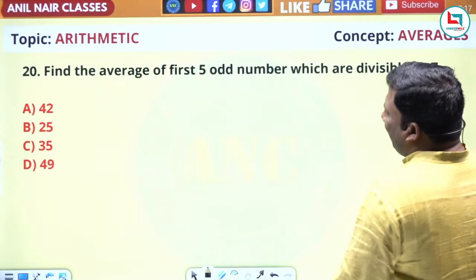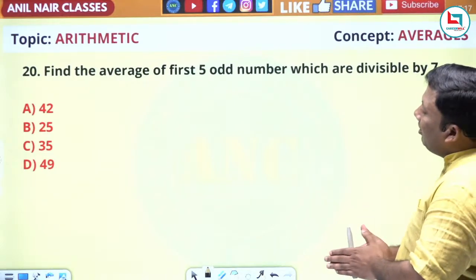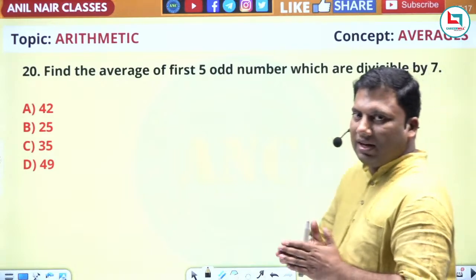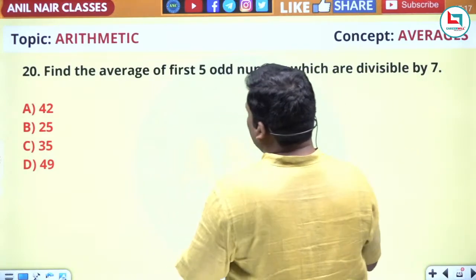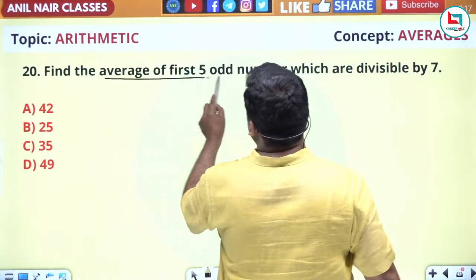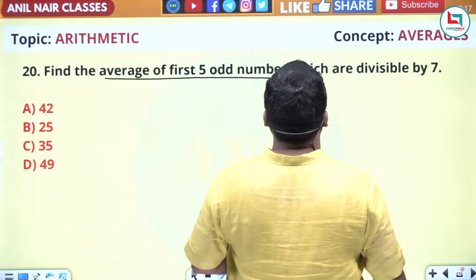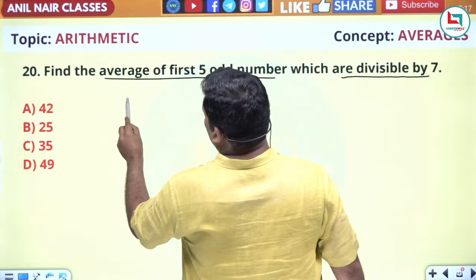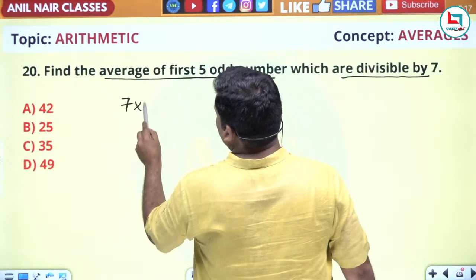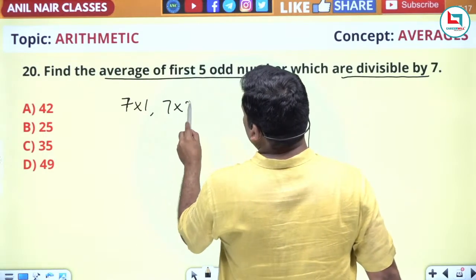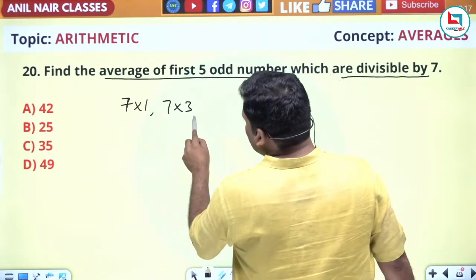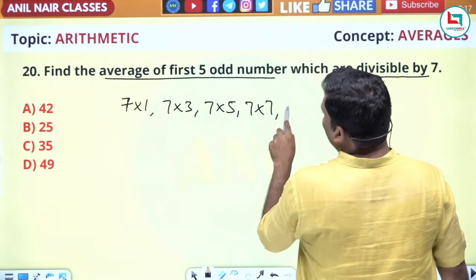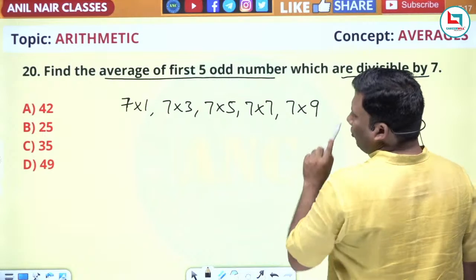Next one. Find the average of the first 5 odd numbers which are divisible by 7. Please read the question: the first 5 odd numbers divisible by 7. Odd multiples: 7 into 1, 7 into 3. 7 into 2 we should not take. 7 into 5, 7 into 7, 7 into 9. That makes 5 odd multiples, right?